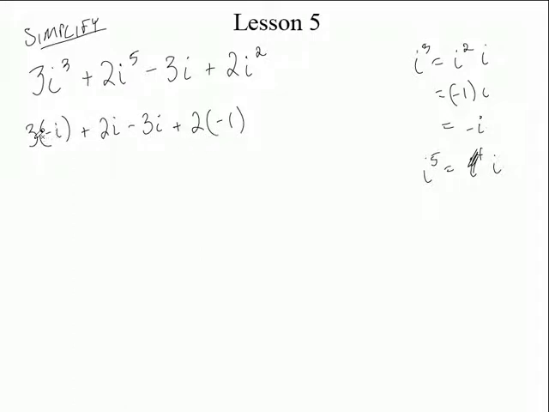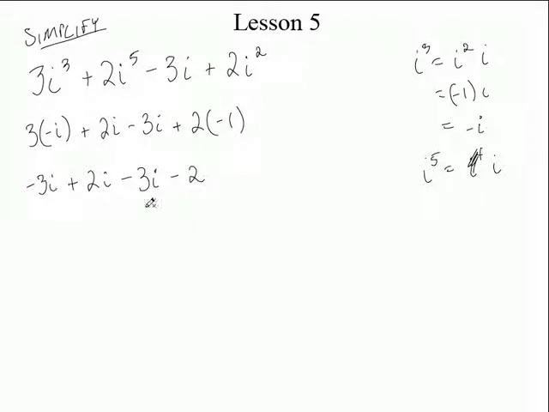Alright, so let's take a look. 3 times negative i. What's a better way to write 3 than parentheses? Yeah, just negative 3i. So let's write it like that. So it's negative 3i. The plus 2i, we can't really do anything with that. We'll just keep it plus 2i. Minus 3i, you can't really do anything with that. Just keep it minus 3i. And then this is plus 2 times negative 1, which is just what? Minus 2.